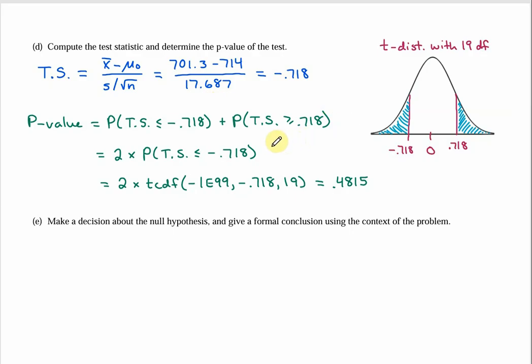I doubled the one that has the real test statistic in it, so the left tail, but you could double the other one and you'll get the same thing. So if you use tcdf, compute the area in that left tail, or the probability in the left tail, and then multiply by 2, you get a pretty big p-value this time. You get 0.4815. So I don't think we're going to reject the null here.